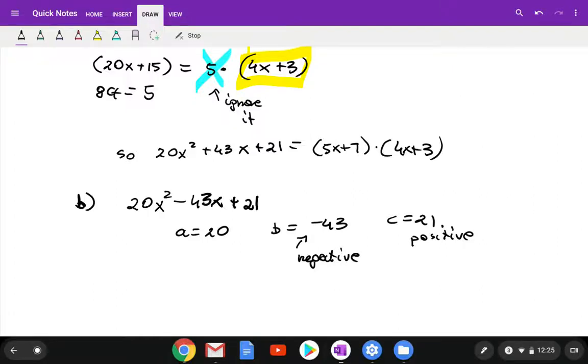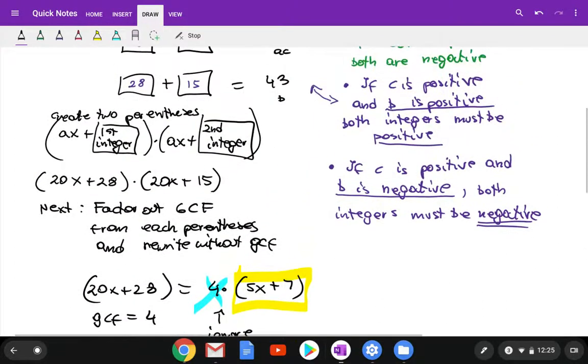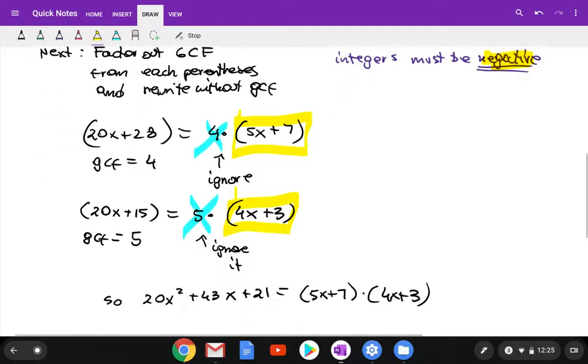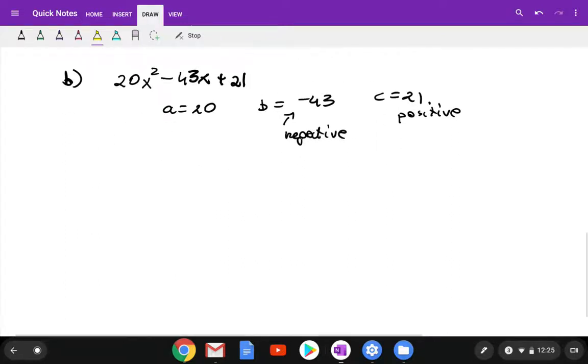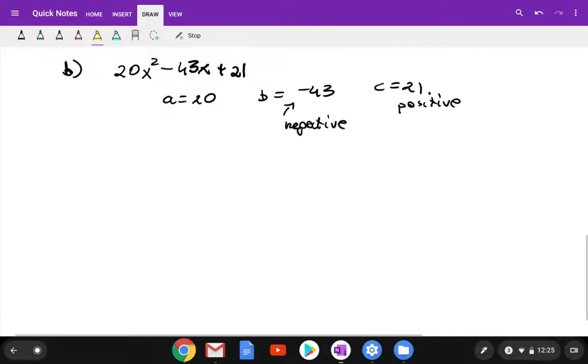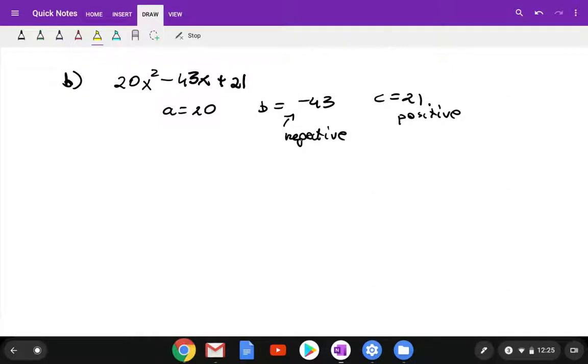So when we look for those integers, we're going to talk about this example. If C is positive and B is negative, which is our case, both integers have to be negative. So both our integers will be negative. Okay. We found those integers before, so we're going to use what we did already. Let's just do it.